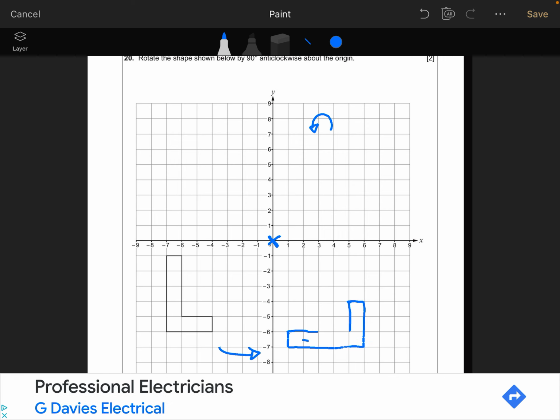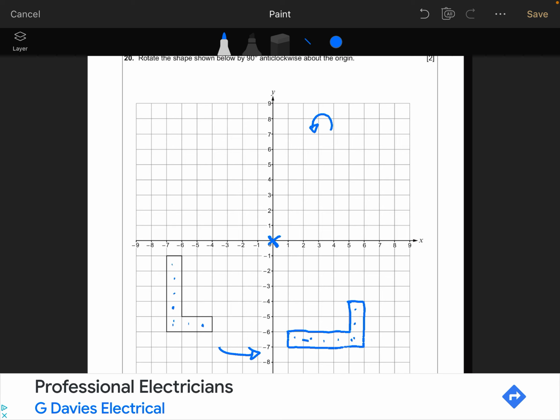Obviously when you draw it, make sure you use a ruler and make sure it's really neat. So I've drawn my shape now, and that seems right to me. The shape is the same size. I should just check 1, 2, 3, 4, 5 that way, 1, 2, 3, 4, 5 that way, and then this way 1, 2, 3, 1, 2, 3.